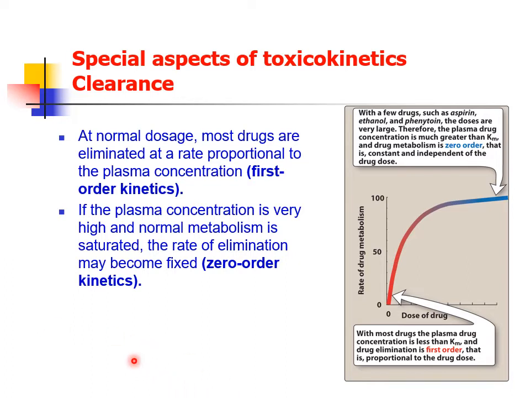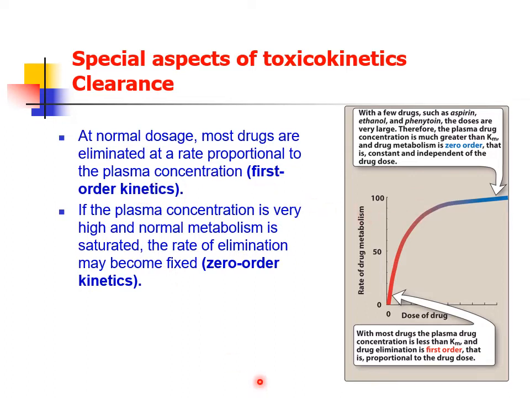At normal dosage, most drugs are eliminated at a rate proportional to the plasma concentration. This is called first order kinetics. Let's go to the figure. X-axis, dose of drug. Y-axis, rate of drug metabolism. The more the dose is increased, the more metabolism. This is first order kinetics.